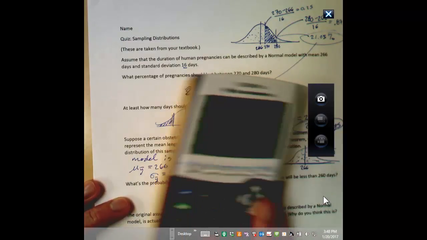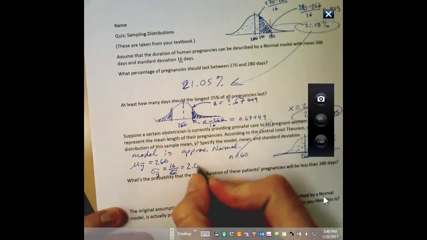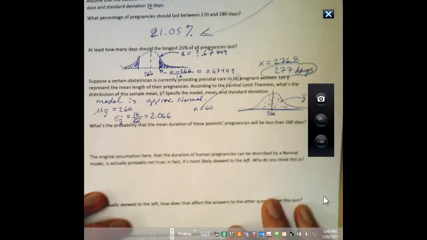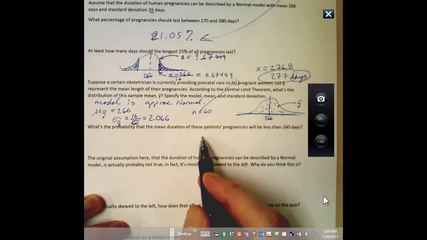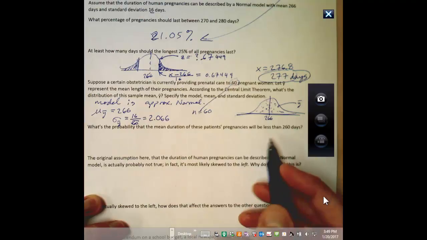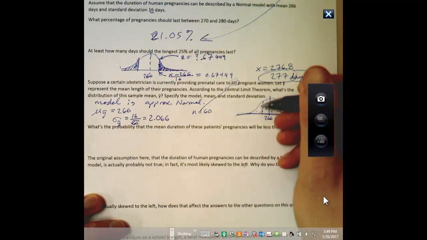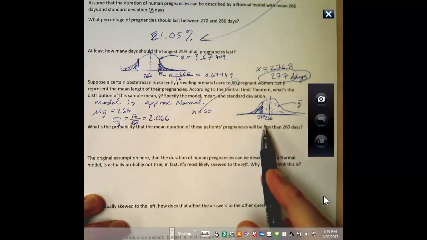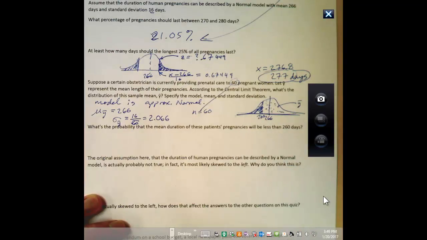Oh, you didn't see when I was doing that. 2.066, we'll say. 2.066. Okay. Now I can answer questions like, what's the probability that the mean duration of these 60 patients' pregnancies will be less than 260 days? I want to know what this area is if that's 260. Okay, so I've got a Y bar, I'm pulling it out of there. What's the probability it comes from out of there?